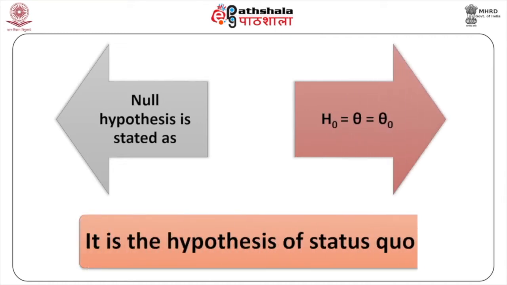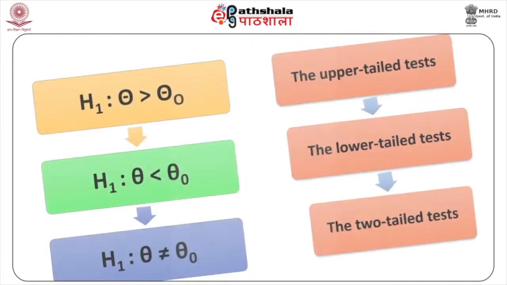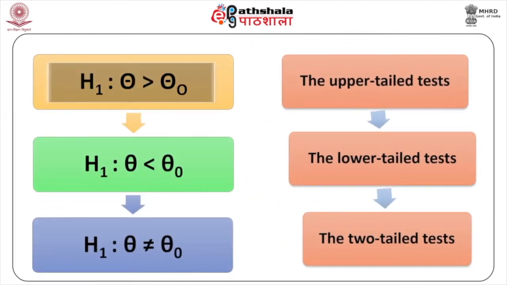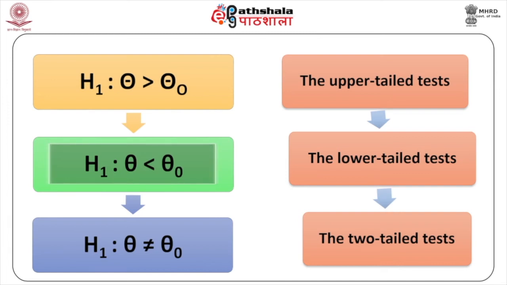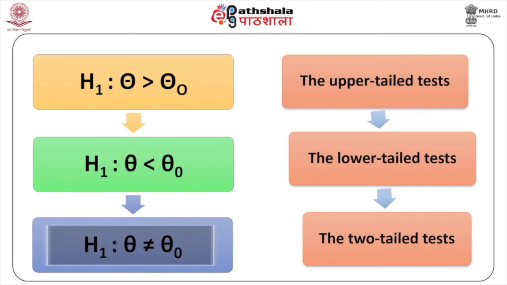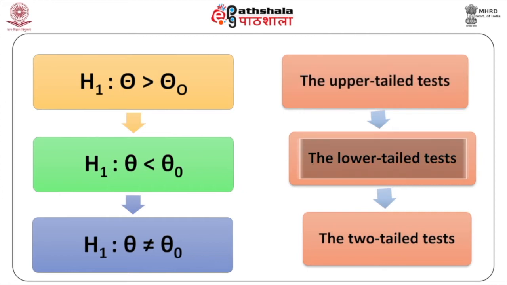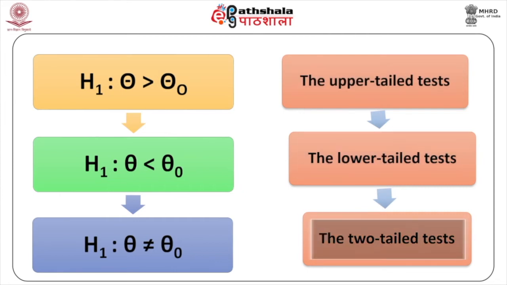It is the hypothesis of status quo. The possible alternative hypotheses are: number 1, H1: theta greater than theta naught, or number 2, H1: theta less than theta naught, or number 3, H1: theta not equal to theta naught. That is, either theta is less than theta naught or theta is greater than theta naught. These are known as the upper tailed, the lower tailed, and the two-tailed test respectively.